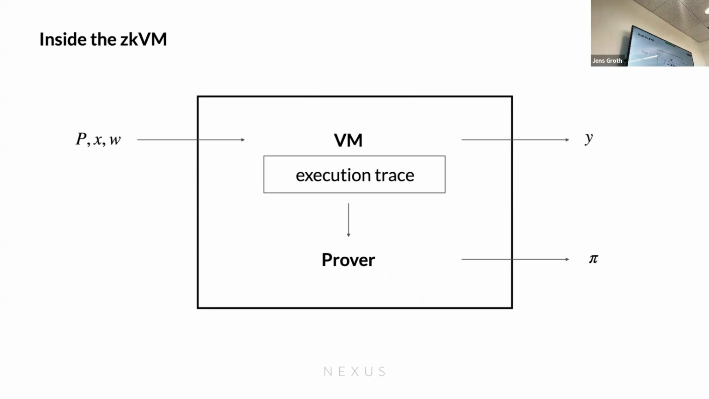And if we look inside the VM, I'll use this box to designate the boundaries of the zkVM. From the outside, it just looks like you're giving some program and some inputs, and you get some output and a proof out. And inside, you will have the VM execution. It will produce an execution trace, and that's what you feed to a typical zero-knowledge prover that produces the proof.